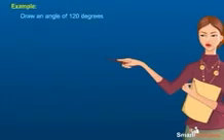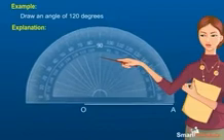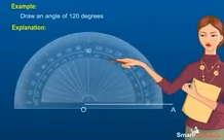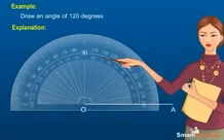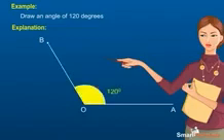Example. Draw an angle of 120 degrees. Explanation. Step 1. Draw a ray OA with end point O. Step 2. Keep the protractor along OA such that center point of the protractor is on O. Step 3. See the 0 mark that lies on the ray OA. Count 120 degrees from there and mark a point B. Step 4. Join OB. Thus, angle AOB is 120 degrees.